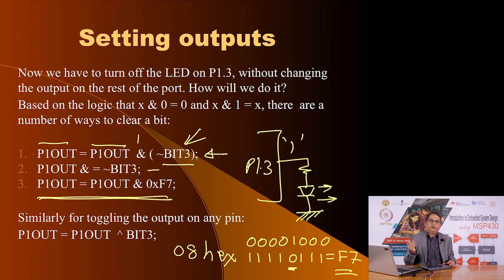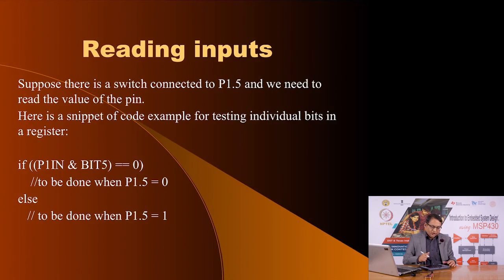So, this is the way to turn a particular pin off. The previous one showed how to turn it on. Now, in case you want to make a particular port pin as input, then you must read the value on the register called P1 in. And here we have taken an example that suppose we have a switch connected to P1.5, port 1 bit 5, then you must AND the bit 5.